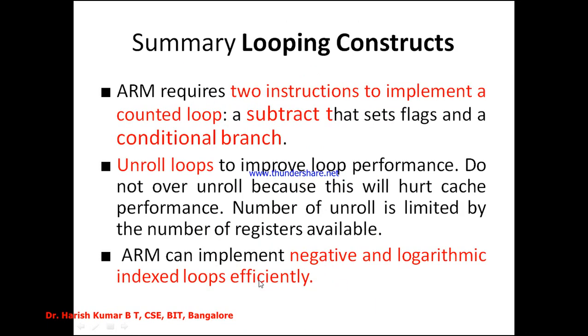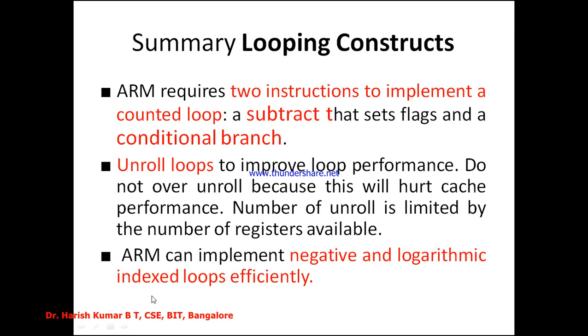Now summary of looping construct. ARM requires 2 instructions to implement a counted loop. One subtract instruction must be there, and a conditional branch should be there, and you can use the loop unrolling technique in order to improve the loop performance. And one more important thing here is the number of unrolls you can do is limited by the number of registers available, because on every unrolling you have to use different registers. That means you cannot go for unrolling a large number of times. The number of unrollings you can do is maximum 3 or 4.